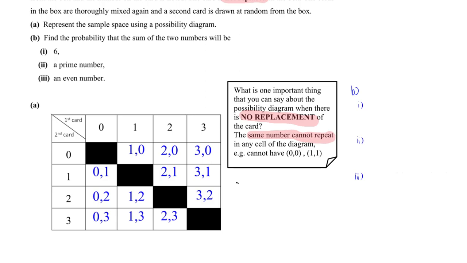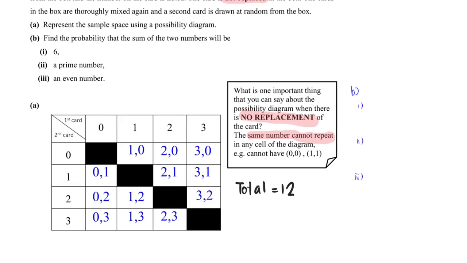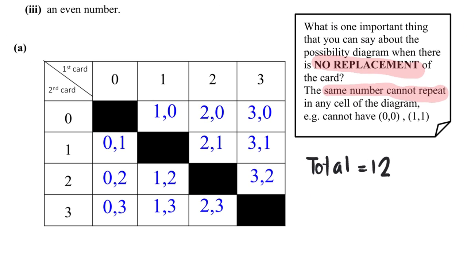it is actually 12. Out of this 12, now that I have represented using a possibility diagram, find the probability that the sum of the two numbers is 6. Since we are talking about sum, I'm going to drop down a quick note in my possibility diagram.